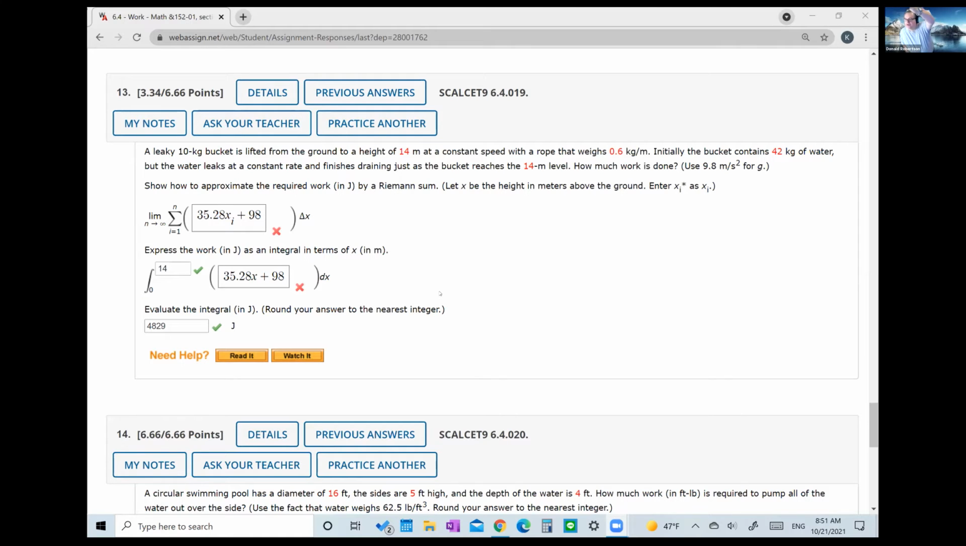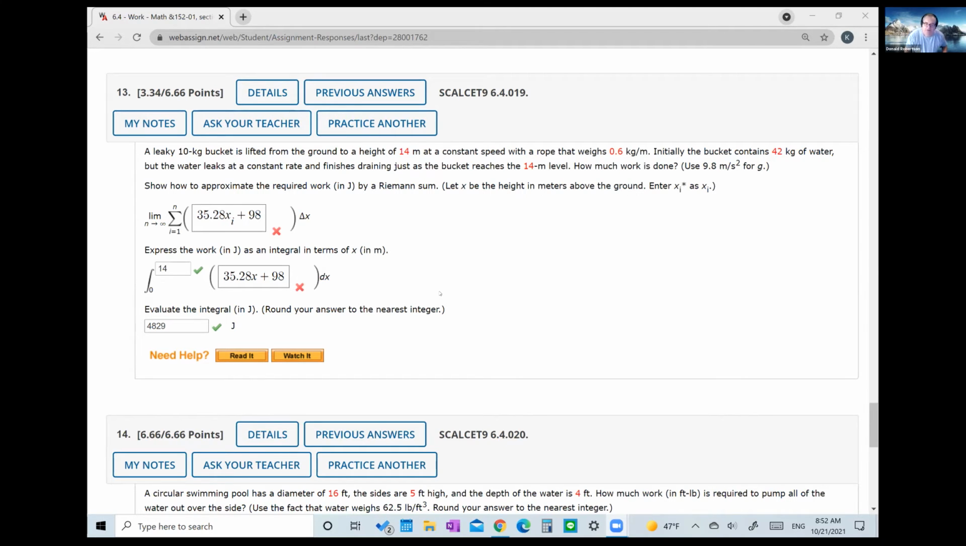You can measure x from the top going downwards, or you can measure x going upwards. And here they're saying, let x be the height in meters above the ground. So that means you're going to have x going that way instead of x coming down the way. The net effect of that is that this formula will get changed. Right. But although the formula gets changed, you're still calculating the same thing. So of course the answer will remain the same.